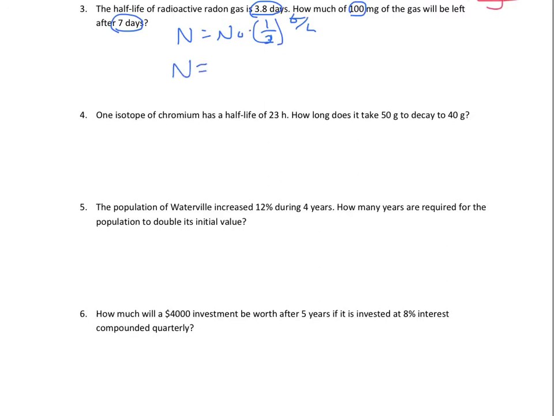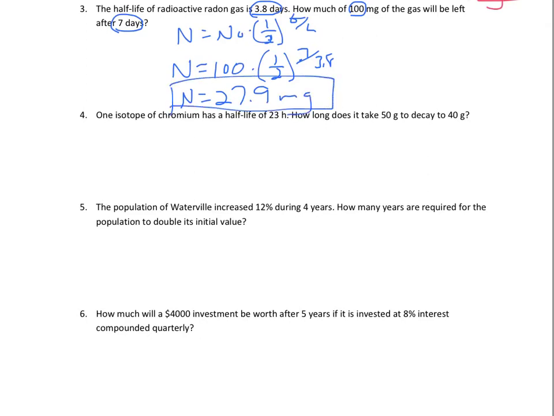Right? So n equals n sub o times 1/2 to the 7 over 3.8 power. That one's nice and easy. You can just type it right in your calculator: 100 times 0.5 to the 7 over 3.8 power. And you should get n equals 27.9 milligrams of gas. That's how much will be left after 7 days.